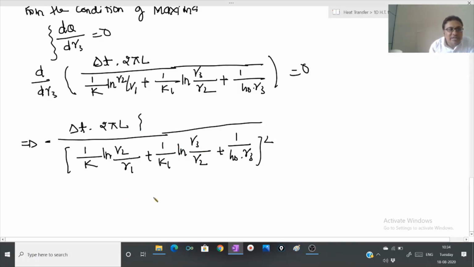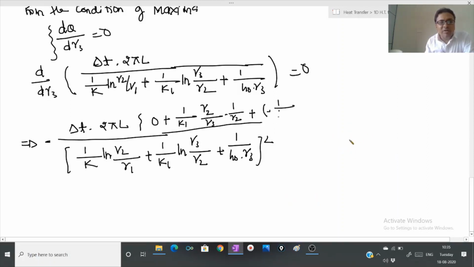Now I have to differentiate the entire term with respect to R3. See, differentiation of 1 by k log R2 by R1 will be 0, plus 1 over k1, a constant, times the differentiation of log of R3 by R2, which is 1 over R3 by R2, and 1 over R3 by R2 can be written as R2 over R3, and the remaining differentiation of R3 by R2 will give me 1 over R2, plus the differentiation of 1 upon h0 R3 will give me minus 1 over h0 R3 square. This entire term will be equal to 0.